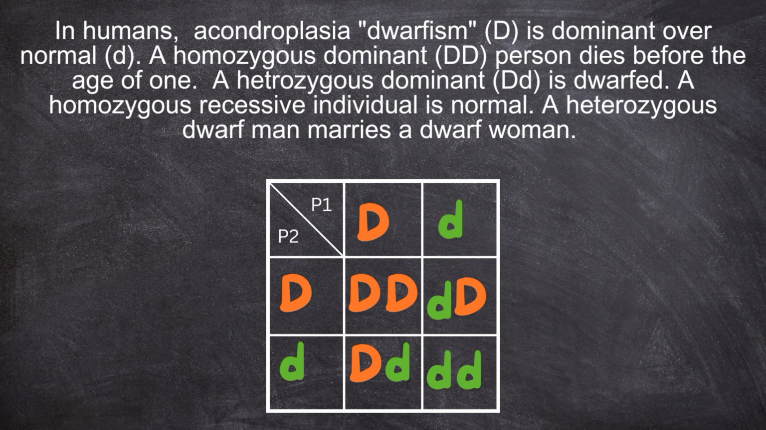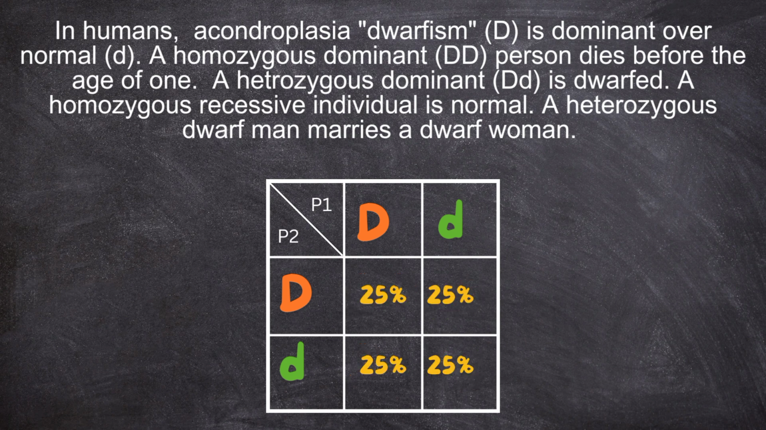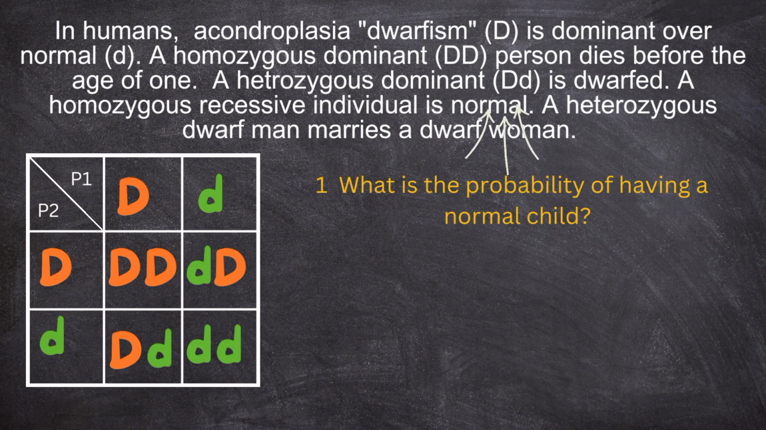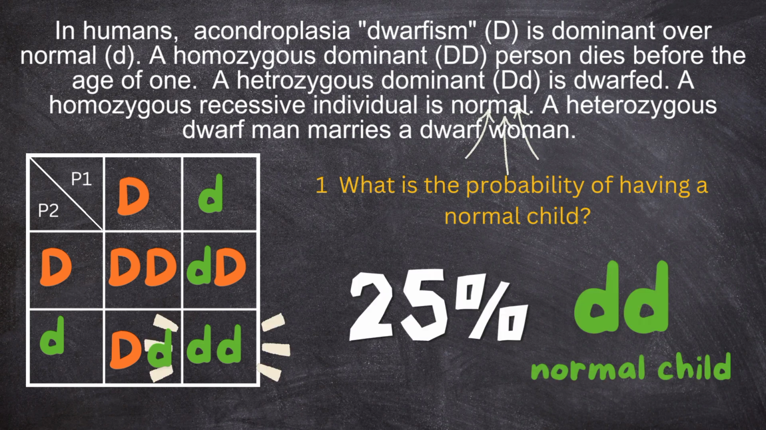To find the probability, we look at the percentage representation of each genotype. Each box in the square represents 25%, and since we are interested in the probability of having a normal child, we note that the genotype for a normal child is written with 2 small letter Ds, which is homozygous recessive. Thus, from this cross, there is a 25% probability of having a normal child.